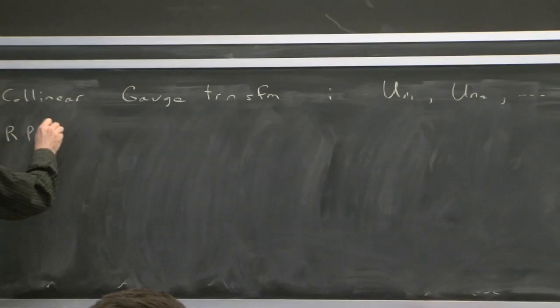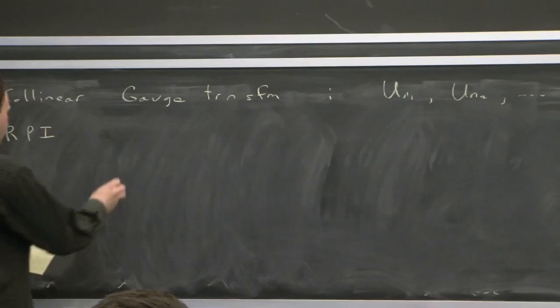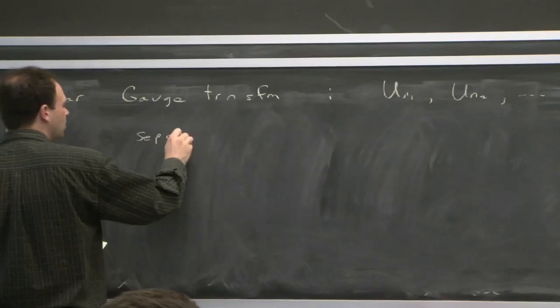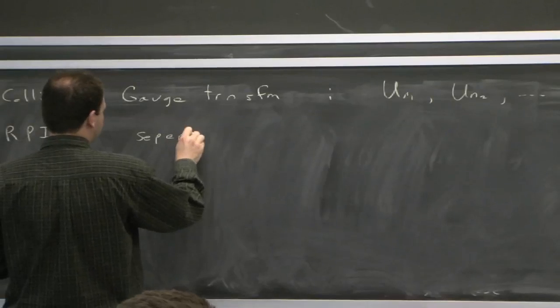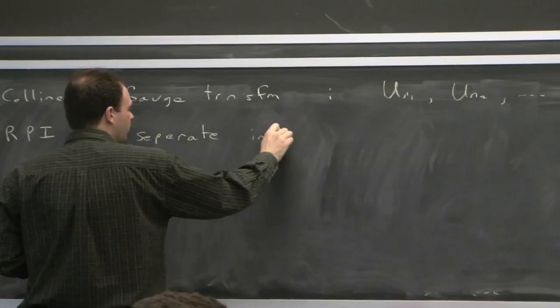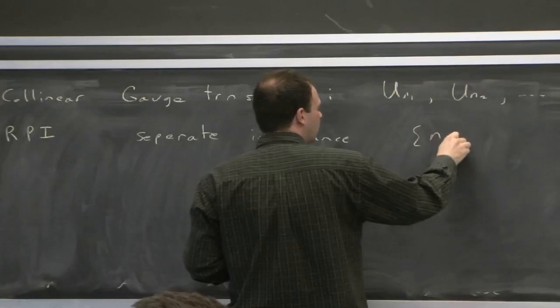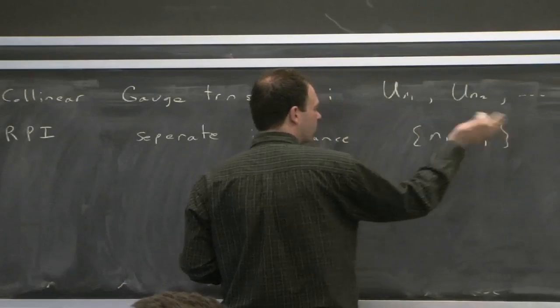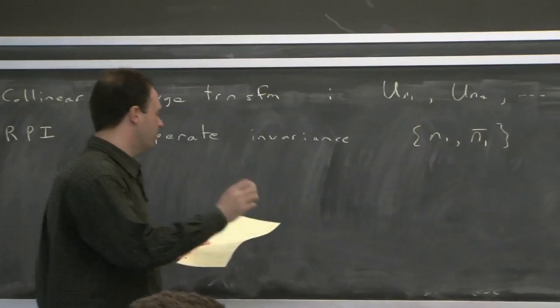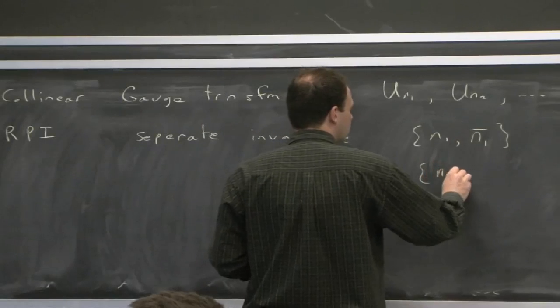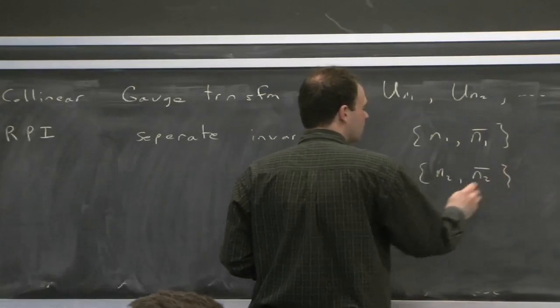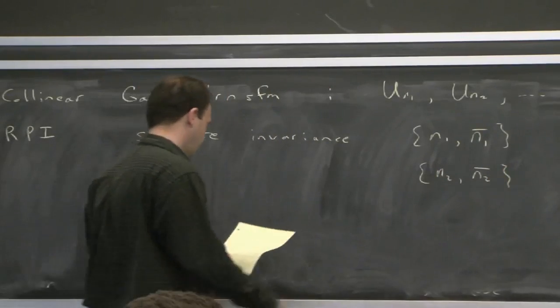Reparametrization, same story. We have separate invariances for each pair of n's. So n1 and n1 bar. For the n1 sector, we have a reparametrization symmetry. n2 and n2 bar for the n2 sector, reparametrization symmetry, etc.